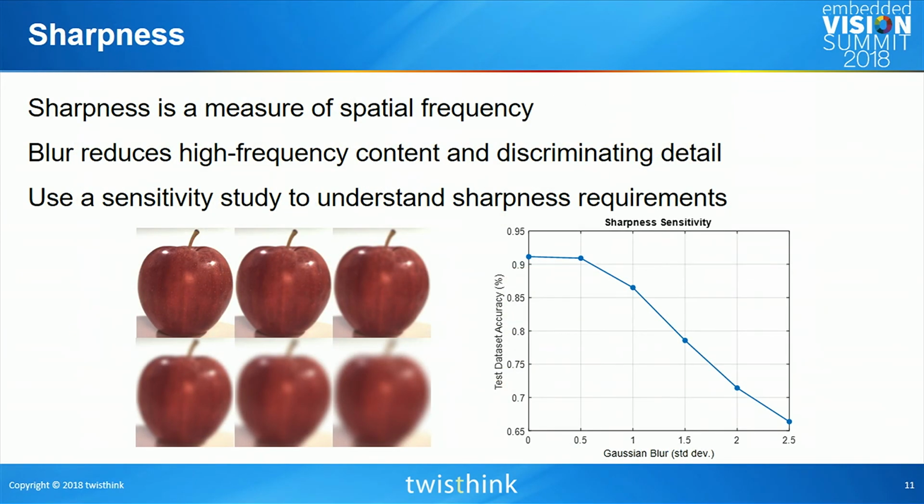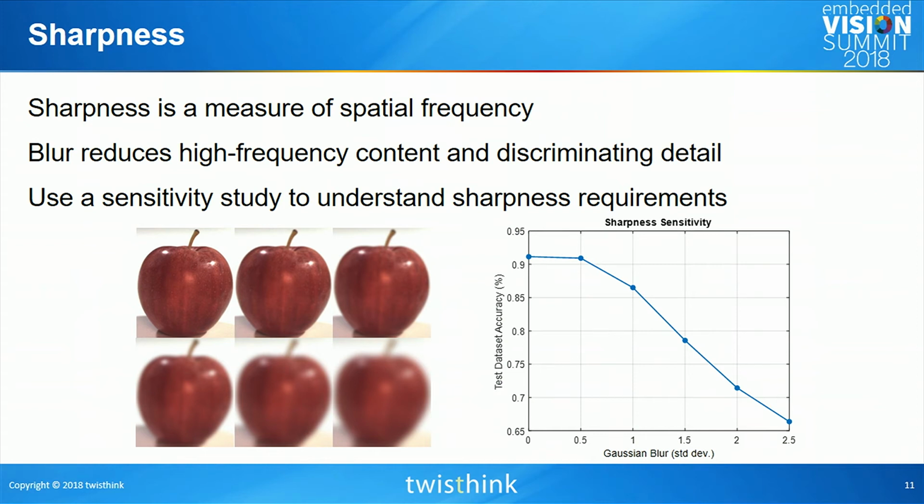Sharpness is a measure of spatial frequency. The units are usually cycles per millimeter or line pairs per millimeter. It's kind of complex, and I have links to more resources on the resource slide if you're interested. In an image, sharp edges have high spatial frequency content. Blurry edges don't. And often discriminating detail has a high frequency content in it. So when you add blur, you're reducing discriminating detail.